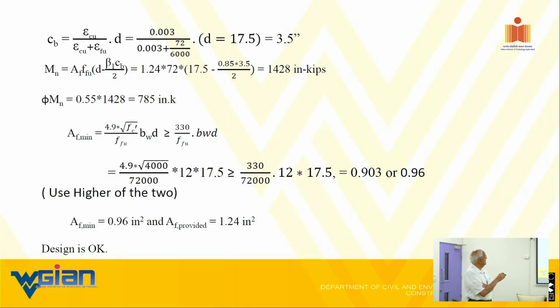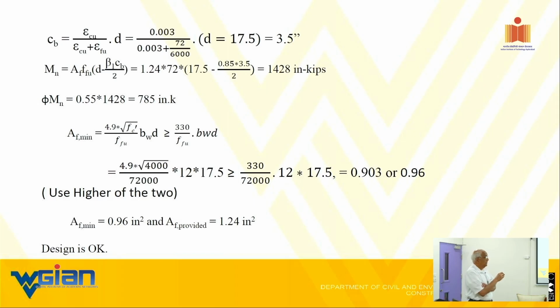You can see that is Mn, multiply that with the phi, that is in inch cubes. And the C for the balance is given to you there. It's a very standard equation. This is the force, A_f f_y is the force, that is the lever arm. So A over 2, what is A? 0.85 times C.